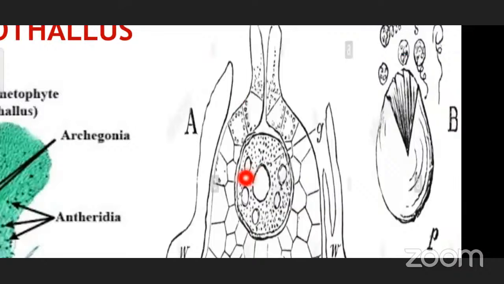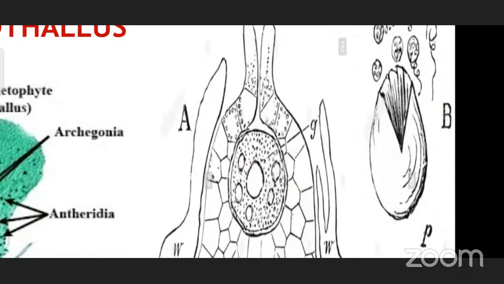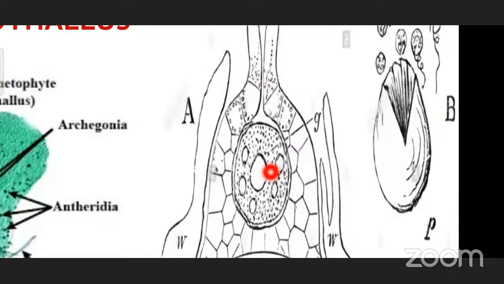And one more important thing, malic acid is also going to get secreted here. This malic acid is going to get secreted in the antheridia, sorry, archegonia, in the female reproductive structure, that is going to attract the male gametes. So male gametes must reach the female gamete and fuse, and fertilization takes place.